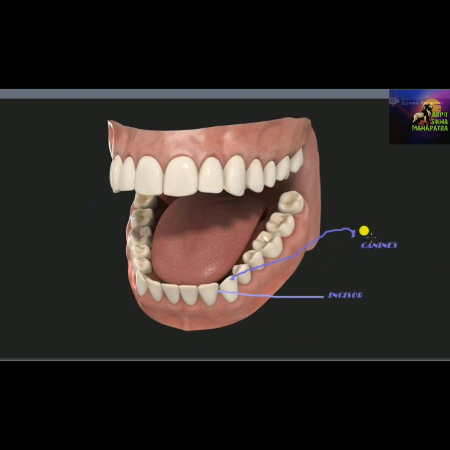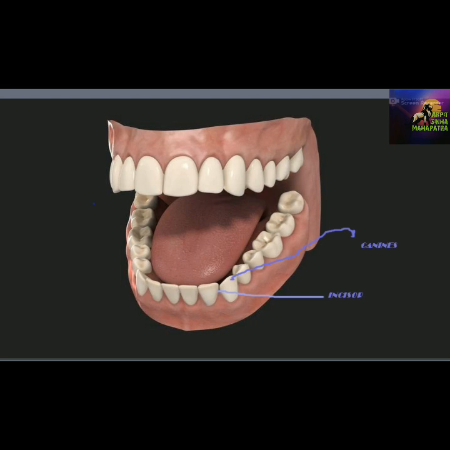So what is the basic work of the canine? The canine helps in holding the food and tearing the flesh, meaning meat. It helps to cut meat and hold the food. So this is the work of the canines.